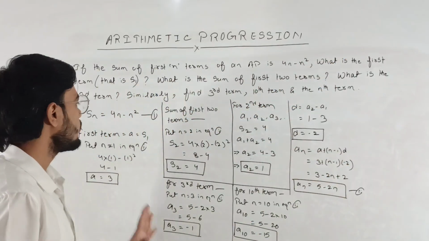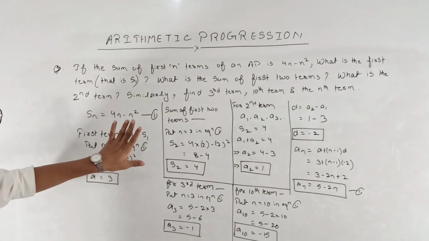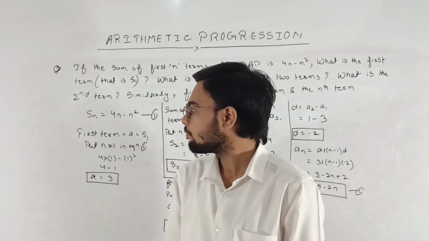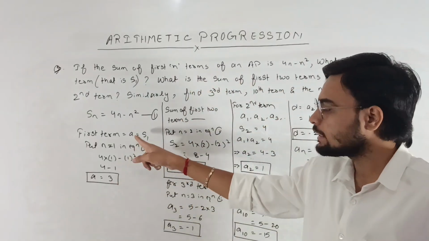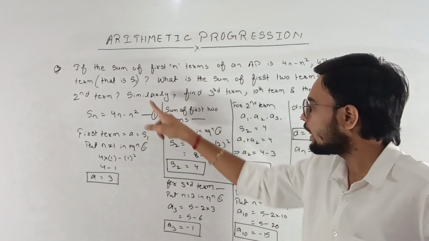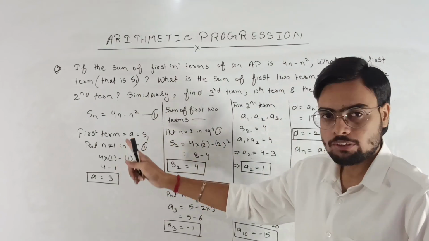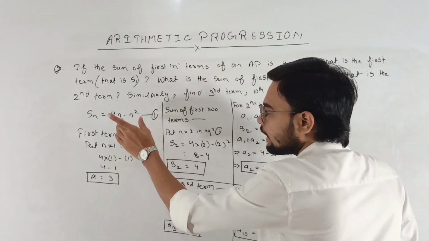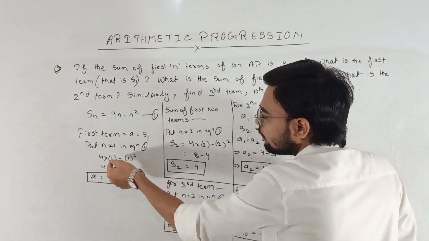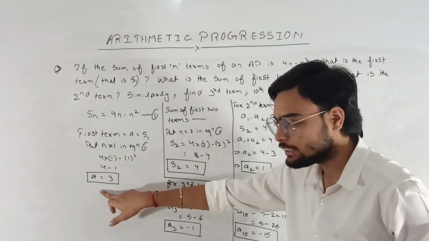Now look, first I write what is given. It is given that Sn is equal to 4n minus n squared, and I assume this is my equation first. Now I have to find the first term. The first term is a, and it is given that a is equal to s1, the sum of the first one term. So I put n equal to 1 in equation first, and I get a is 3.